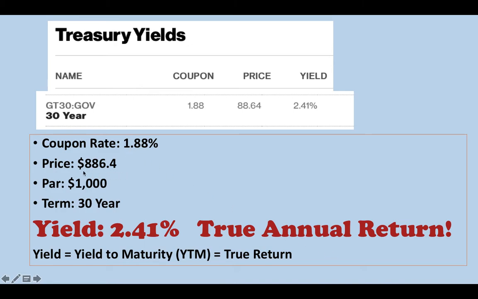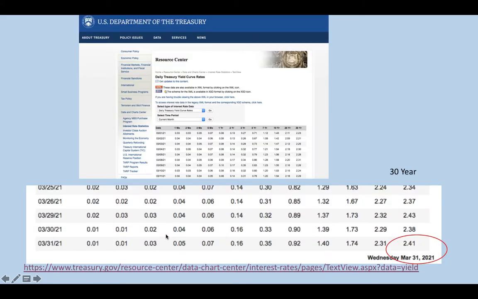The reason is that currently you buy $1,000 bonds at $886.40. You pay less for these bonds, so the return on these bonds is higher than the coupon rate. Now you understand how the number comes about and how it's calculated.